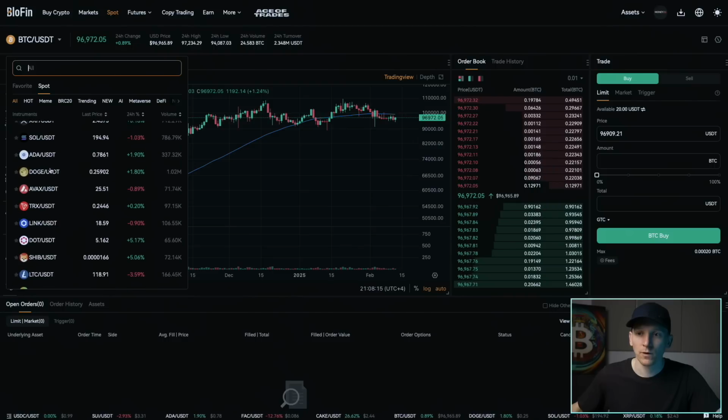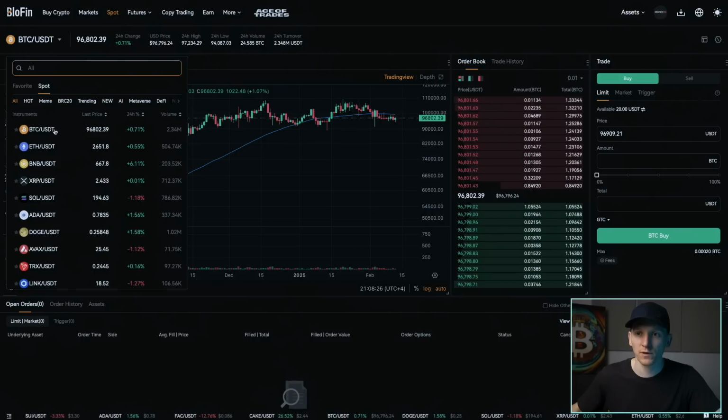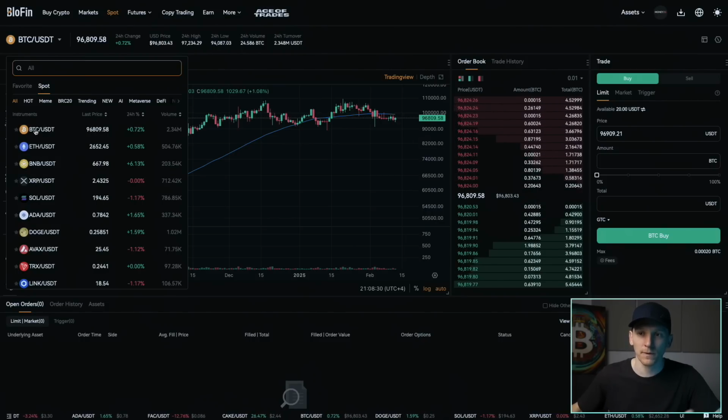On Blofin, you can see that all the pairs are USDT pairs. So you need this stablecoin, US dollar stablecoin, which should be 1-for-1 with the dollar. It's a dollar equivalent crypto version of the dollar essentially, and that's what we trade against. So we're going to be trading USDT against Bitcoin or ETH, essentially Bitcoin against the dollar.